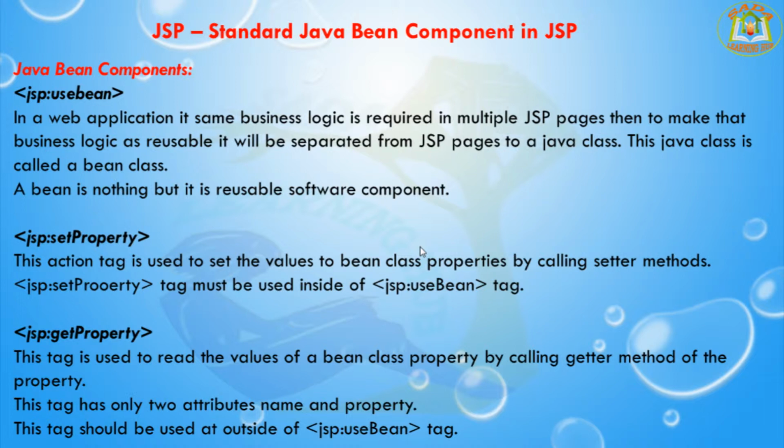The class should not extend or implement any other framework or technology-related classes or interfaces. Whenever you create a Java bean, if you want to access it, that class must be public, it must have a public zero-argument constructor, and it must not extend or implement any other framework or any other Java-related technologies.